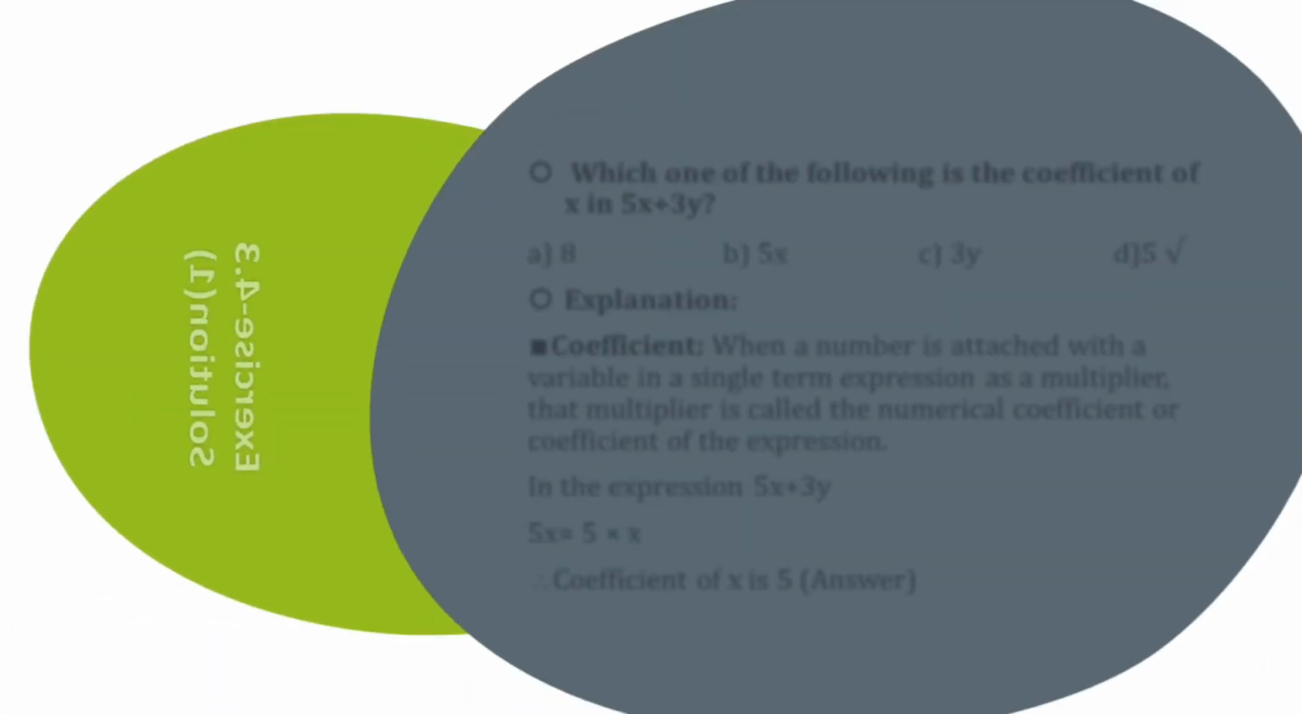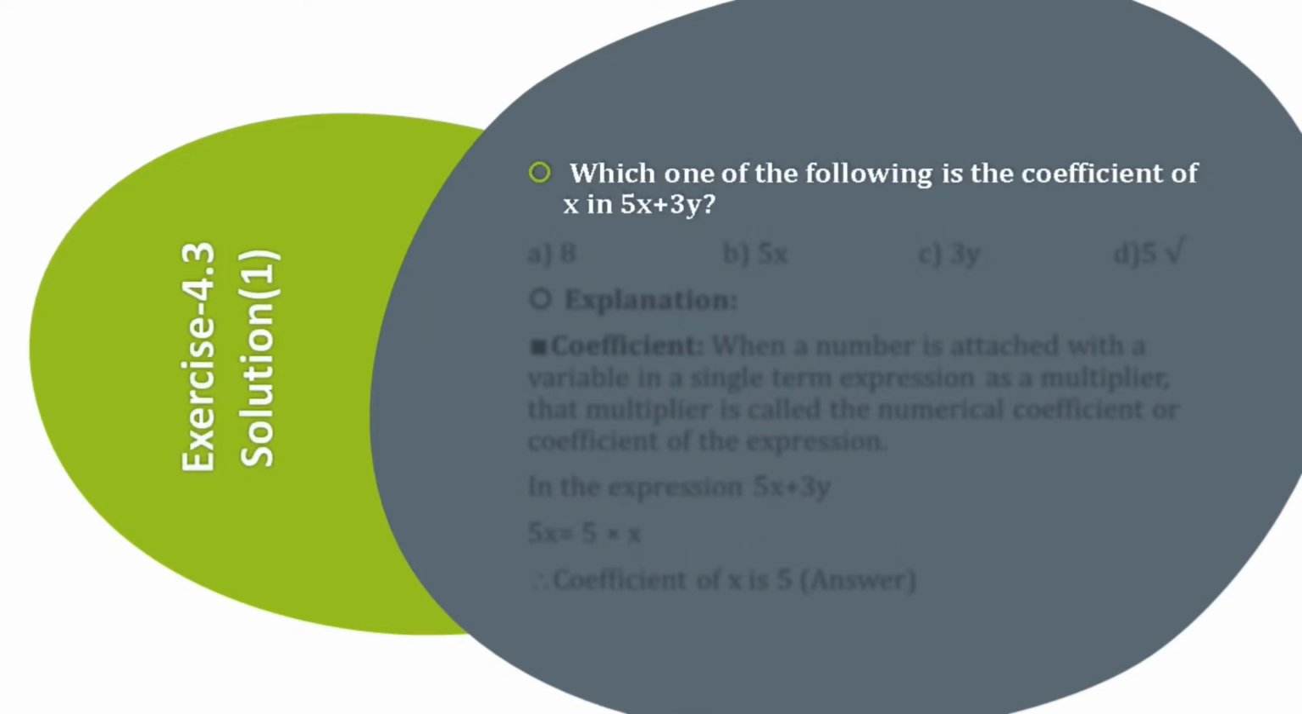Now, exercise 4.3, solution number 1. Which one of the following is the coefficient of x in 5x plus 3y? This is the question, my dear. Let us see the options. A is 8, B is 5x, C is 3y, D is 5. So my dear students, in here you can see the tick mark, and this would be the result. Let us see the explanation how we can get this result. So this is the explanation.